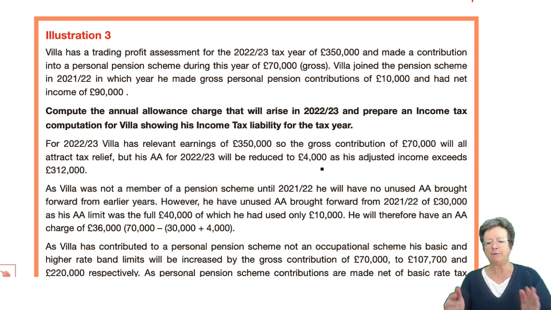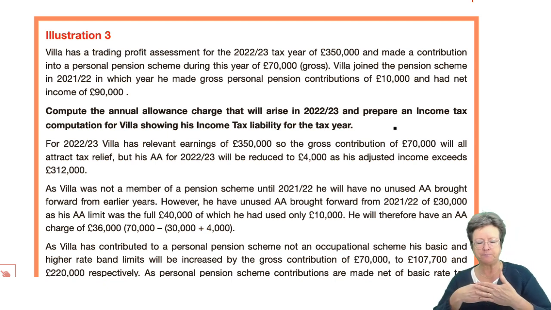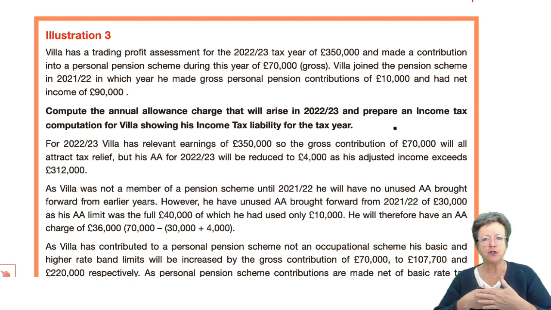Now, I want to put a caveat on this at this point. This illustration is purely for illustrative purposes only. It's very, very unlikely that you will have to do a big question on the annual allowance charge and then put it into an income tax computation. It's not one of the big topics that is examined.